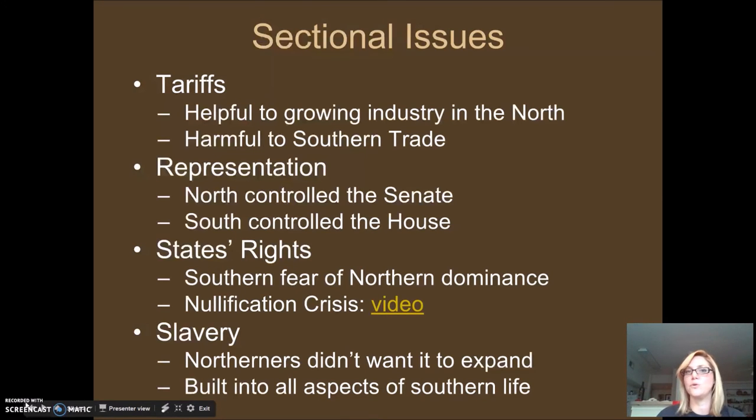Representation, I talked about this with the whole three-fifths compromise. There was a very, very delicate balance. The North controlled the Senate, the South controlled the House. And we could not upset that balance.